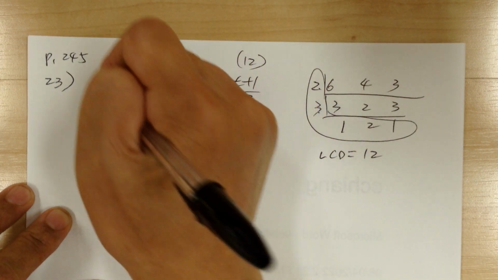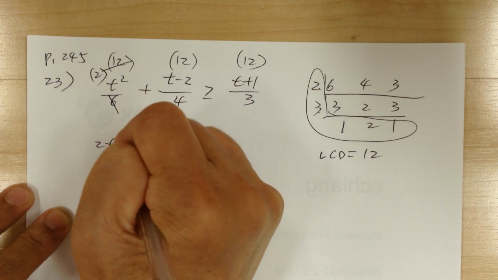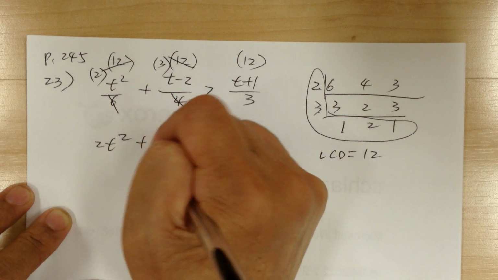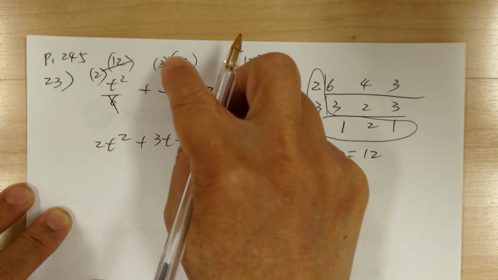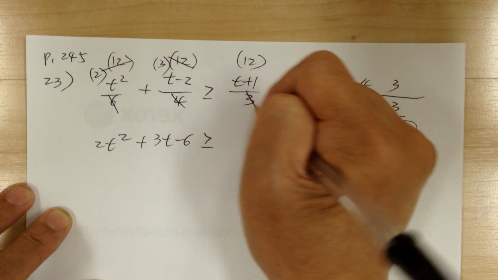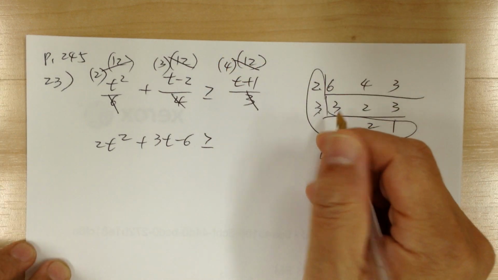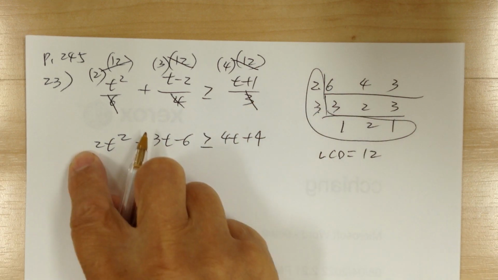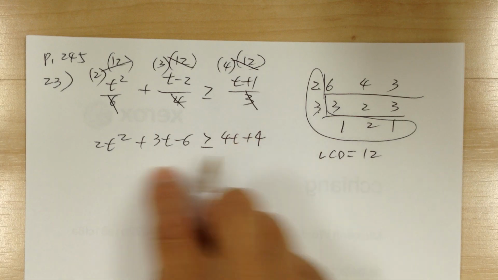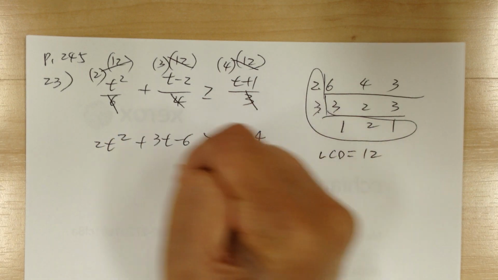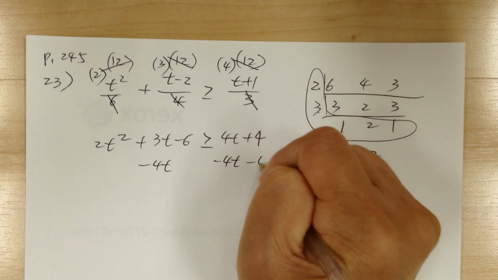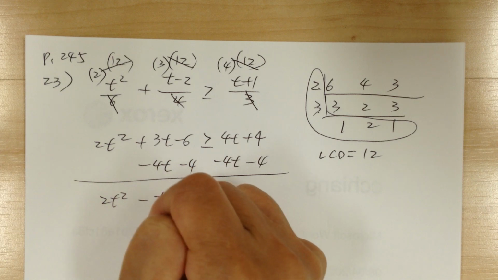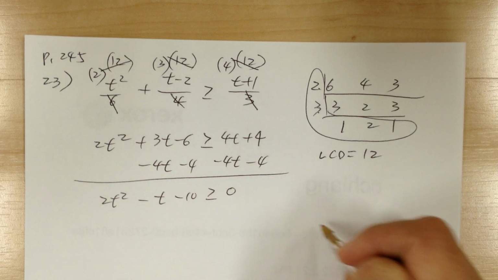So this cancels, you get a 2, so you're going to get 2t squared. This one cancels, you get a 3, so you have to distribute. It'd be plus 3t minus 6, right, 3 times t, 3 times negative 2. Greater than or equal to, this cancels, so this will give me 4t plus 4. Because there's a square, you have to do factoring, which means you have to make it equal to 0. So minus 4t and minus 4. You've got 2t squared minus t minus 10 greater than or equal to 0.